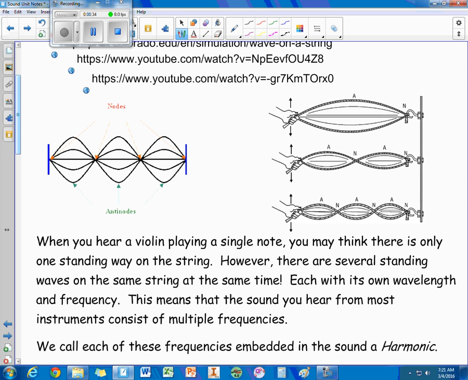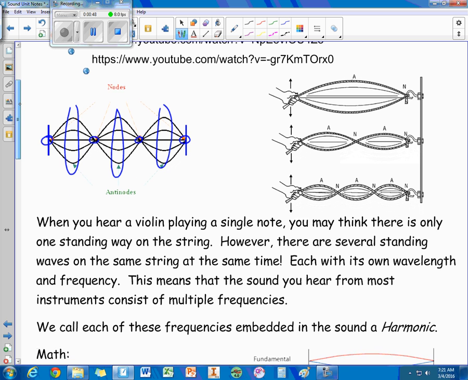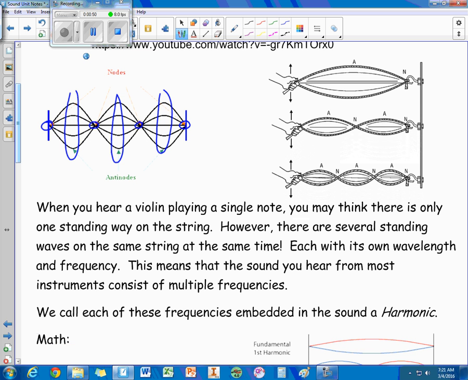So, some vocabulary again, just review. Nodes is where we have destructive interference. Antinodes is where we have constructive interference. So, these are the first, second, and third harmonic. Standing waves on a string.